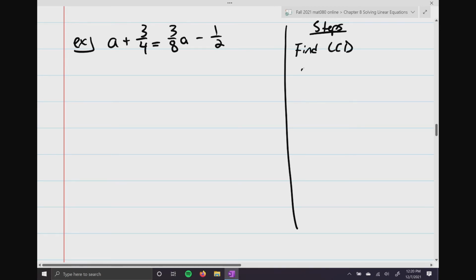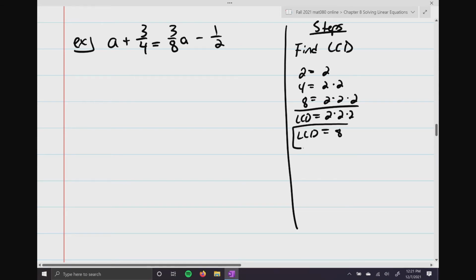So 2 equals 2, 4 equals 2 times 2, 8 equals 2 times 2 times 2. So my LCD is going to be 2 times 2 times 2, which equals 8. Now what we're going to do, we're going to multiply every single term by that number 8.